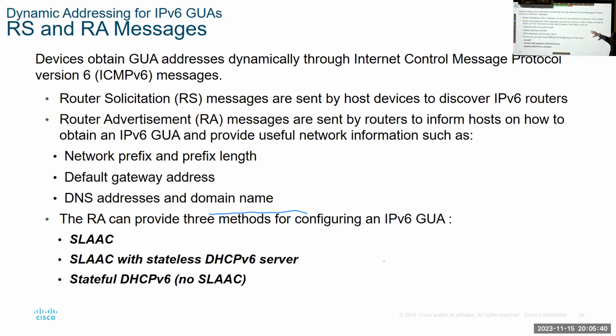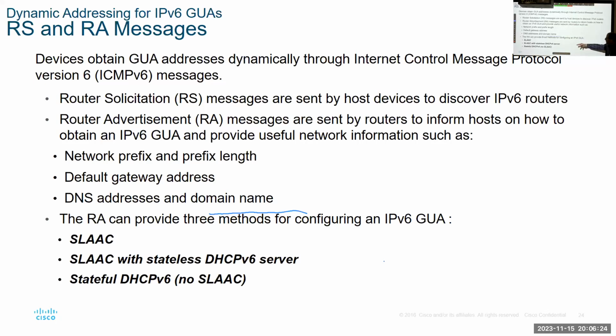Well, with v6, it's the same idea. The host boots up and sends out a router solicitation ICMPv6 message. It's a multicast because there's no broadcast. And any routers that hear that will send out a router advertisement message, which will usually contain the network prefix and prefix length. The default gateway address, again, will be the router's address, the router's link local address. And the DNS address and domain name can be sent by the router, but more often it's going to be sent by a DHCP server.